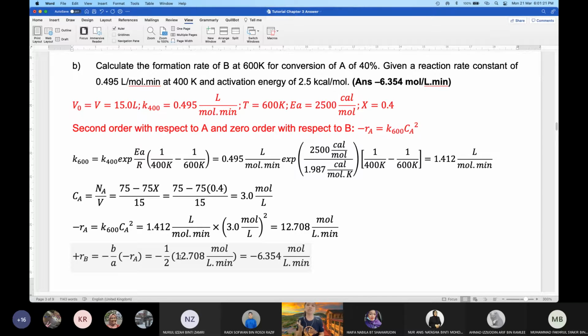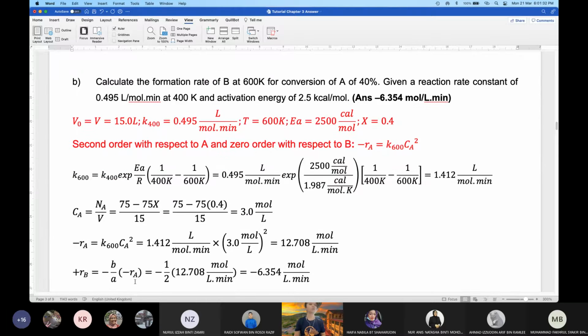So again, kenapa nombor tu negatif? Sebab nak cari kadar pembentukan B, tetapi B hilang because B is a reactant. That's why nombor tu akan jadi negatif. Okay, so done for question number 3.